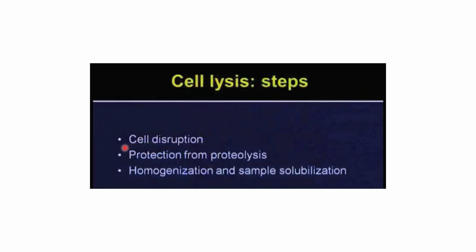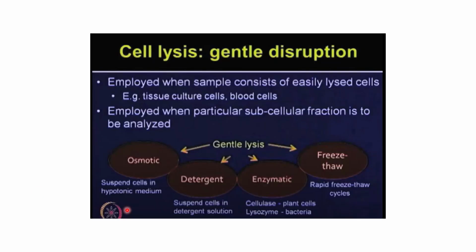So what are the steps in terms of cell lysis? Disrupting the cell, protecting it, and solubilizing it. So how do we do that? There are different ways of disrupting it. When the sample consists of easily lysed cells, for example tissue culture cells and blood cells, you can use an osmotic method. Suspend cells in hypotonic media, and because of the osmotic pressure, it gets disrupted.